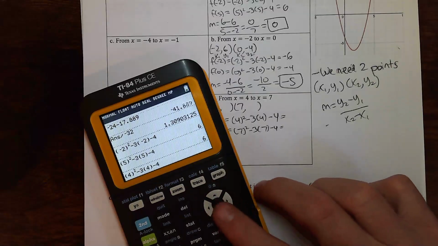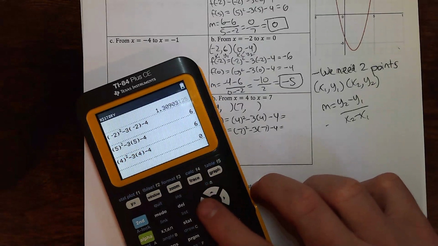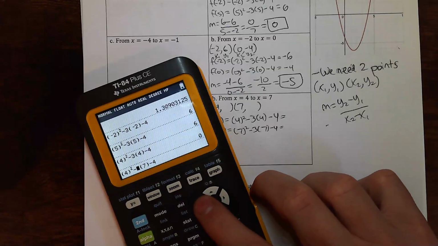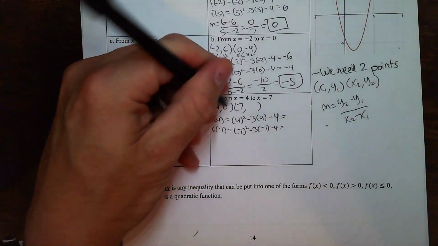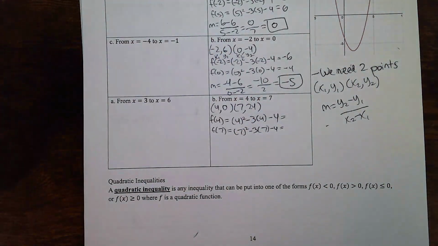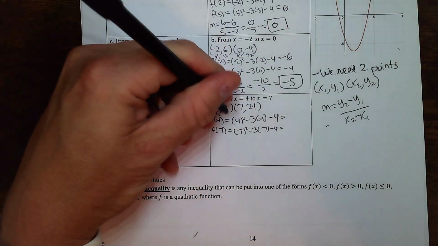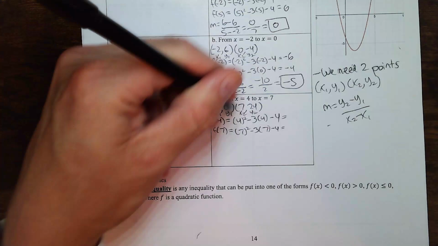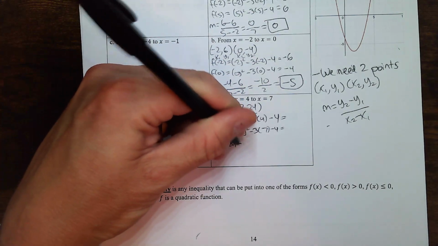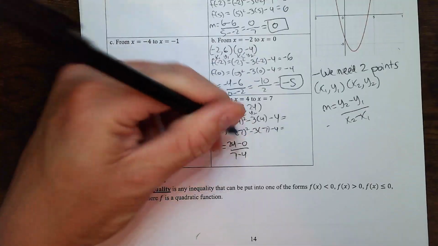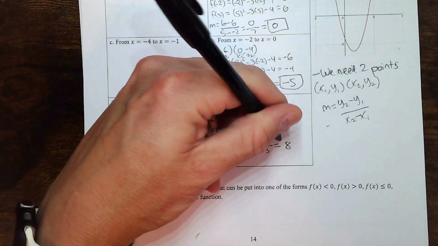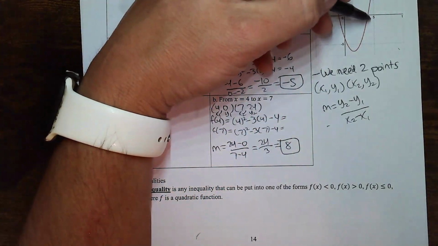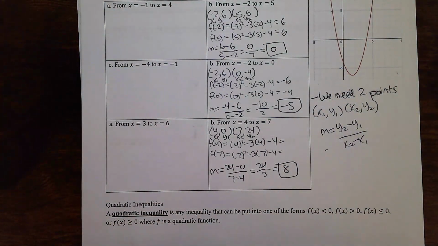4, that's 0, and 7, 24. So 0, 24. Okay. x1, y1, x2, y2. So 24 minus 0 divided by 7 minus 4. It'd be 24 divided by 3. As far as average rate of change, it would be 8. So if I'm going from 4 to 7, you see I'm going to have a positive slope as I go there. So it's going to be a positive rate of change over that interval.